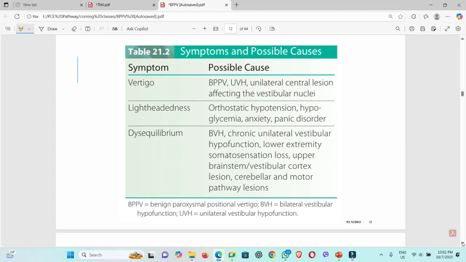Table is there. Symptoms and possible causes. Vertigo.